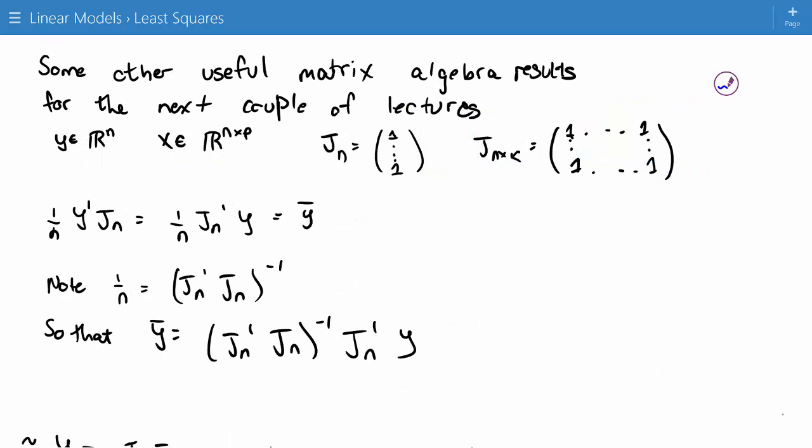Let me give another couple of useful matrix algebra results for the next couple of lectures. Throughout, I'm going to be assuming that y is a vector in R^n, x is a matrix of size n by p, where p is less than n, and in this case I'm going to assume x is full rank. Jn means a vector of ones of length n, whereas Jn by k means a matrix of ones of dimension n by k. One thing I'd like to note is that 1 over n y transpose Jn is simply y bar.